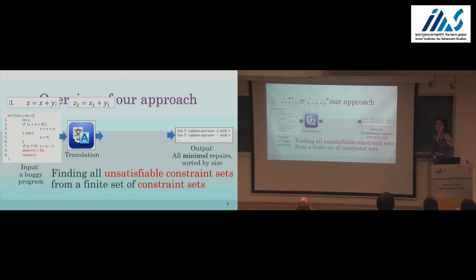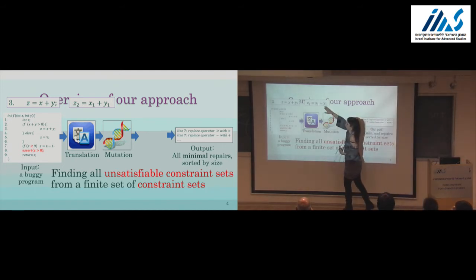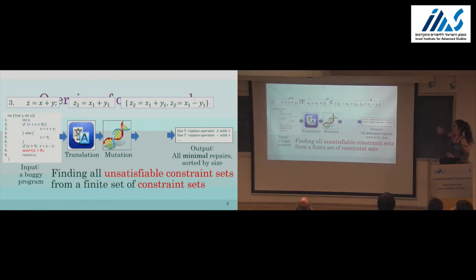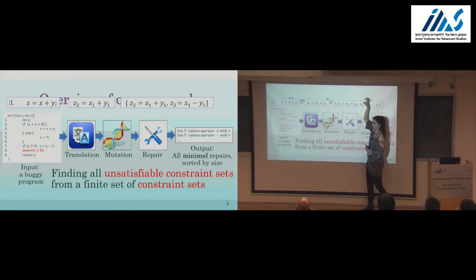Of course, I'm not explaining all the details here because I don't have time, but the second step will be to apply mutations. We'll take this simple constraint here and replace it with a set of constraints, which is all the options for this specific line. In our case, there are only two options, one with a plus and one with a minus. And now to find the repair, for each line we have this set of all options, and all we have to do is to choose exactly one constraint from each set.